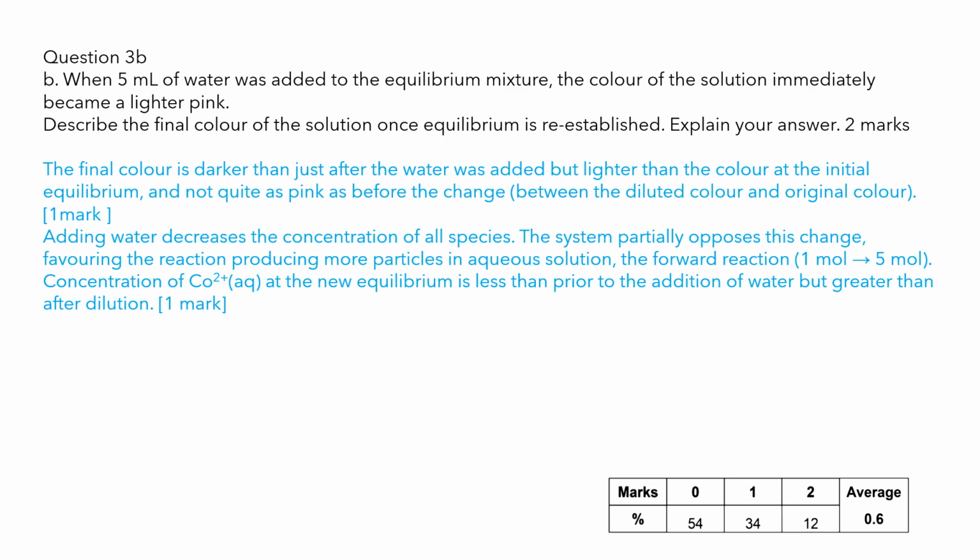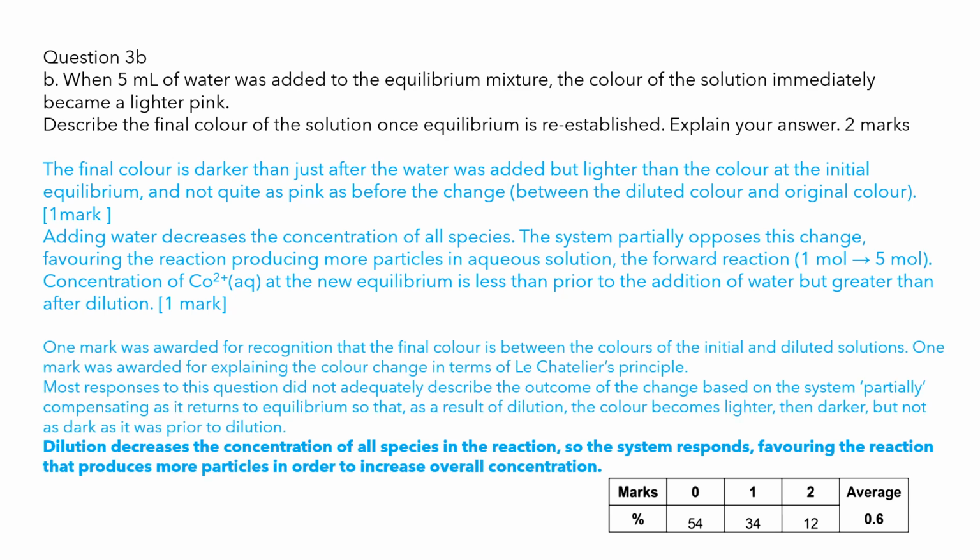The concentration of cobalt ions at the new equilibrium is less than before the addition of water but greater than after dilution. Dilution decreases the concentration of all species in the reaction, so the system responds, favoring the reaction that produces more particles to increase the overall concentration.